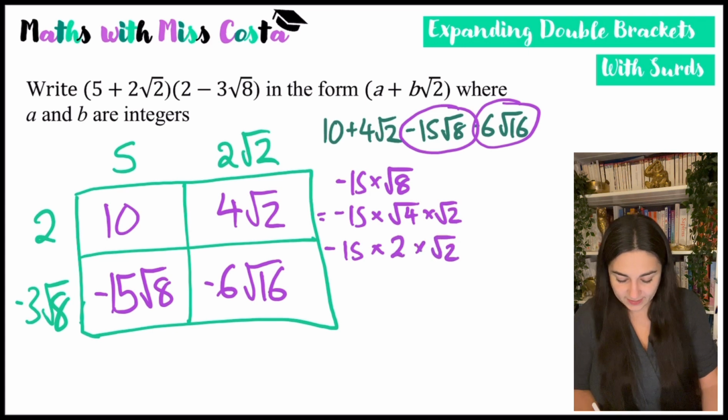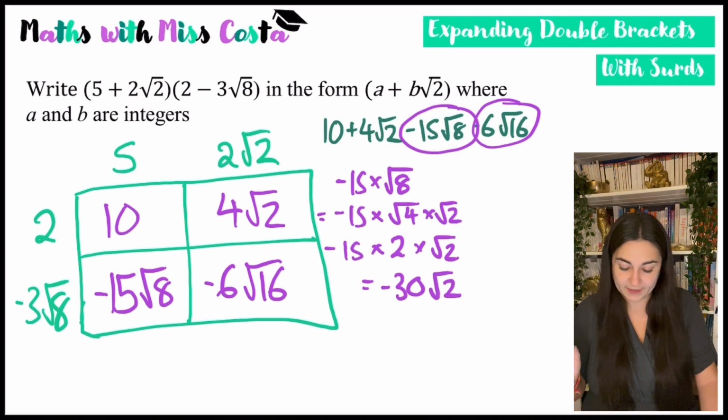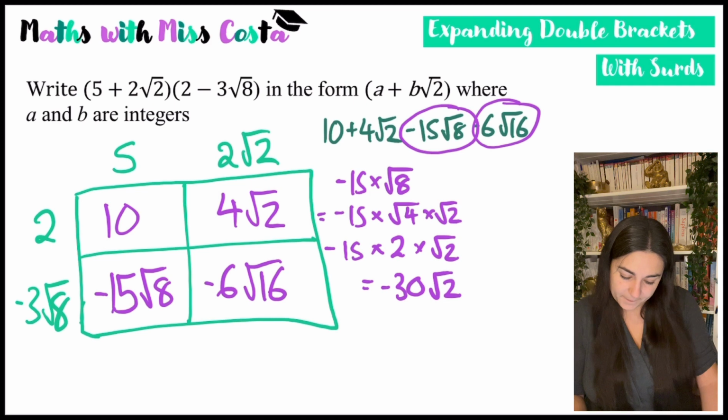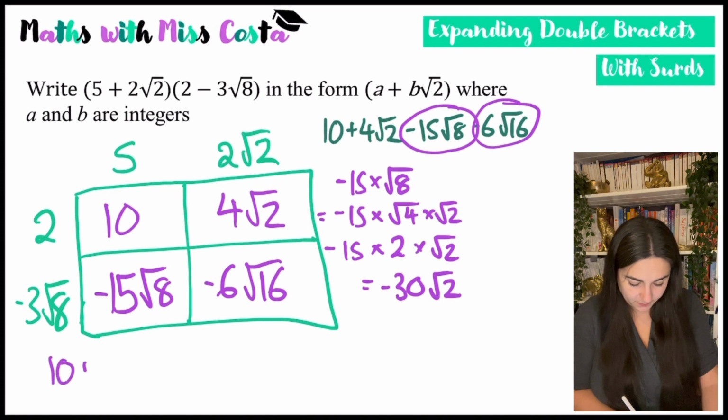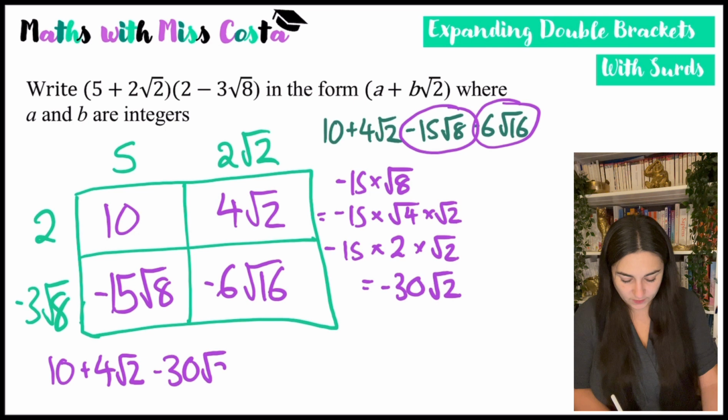So that can be written like that. So that would be negative 30 root 2. Again, if this is going over your head, watch the video on simplifying. And then we've got, so let's write that out. So we've got 10 plus 4 root 2, take 30 root 2.